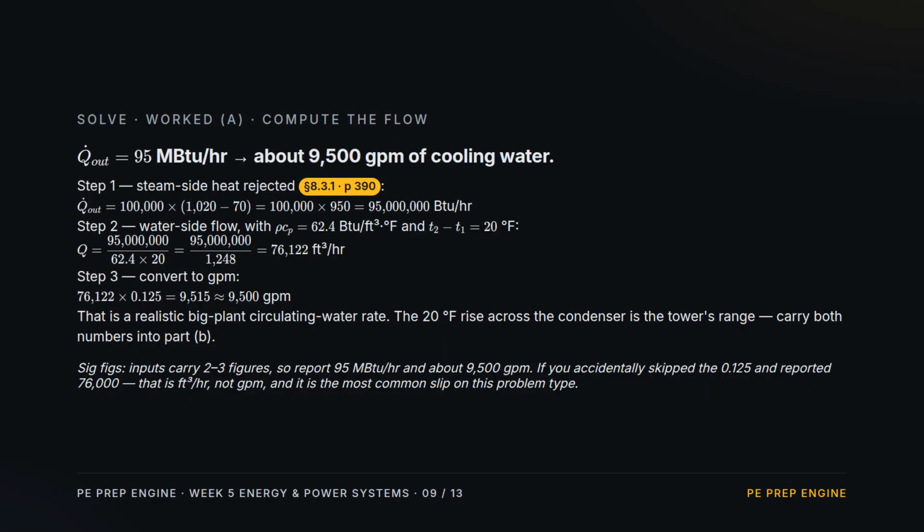Run the numbers. Step 1. Steam side, 100,000 times the enthalpy drop of 950 gives 95 million BTU per hour, 95 MBTU per hour. Step 2. Water side. Divide that by water's density times specific heat times the 20-degree rise, and you get about 76,000 cubic feet per hour. Step 3. Multiply by 0.125, and you land near 9,500 GPM, a realistic big plant circulating water rate. Notice the 20-degree rise across the condenser is the tower's range.